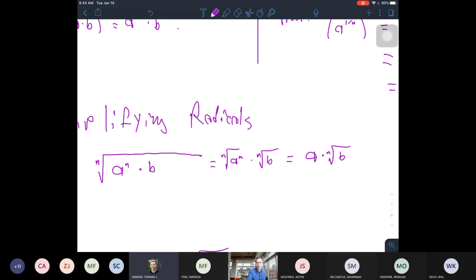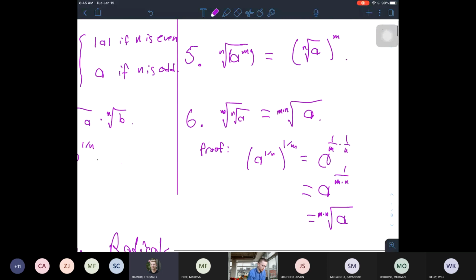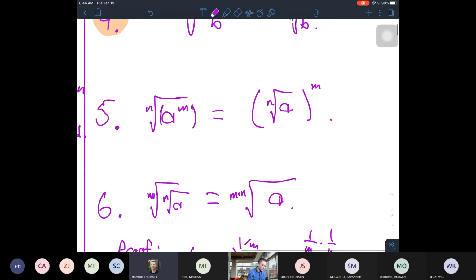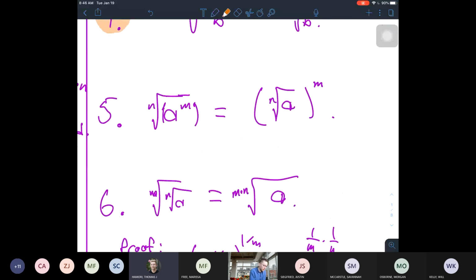Can I explain rule number five again? Yes, I sure can. Okay, let's go back up to rule number five and spend a little bit more time on this. Okay, so rule number five is telling us what? It's telling us that if we take some number a to the power m, and we then take the nth root of it, it's the same as if we were to take a and do the nth root of a and then take it to the mth power. Okay, so it's a statement about the order of operations here, okay?